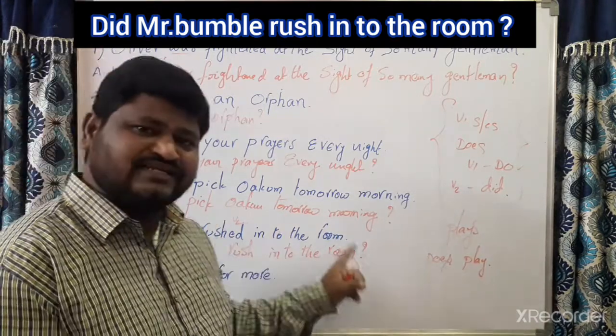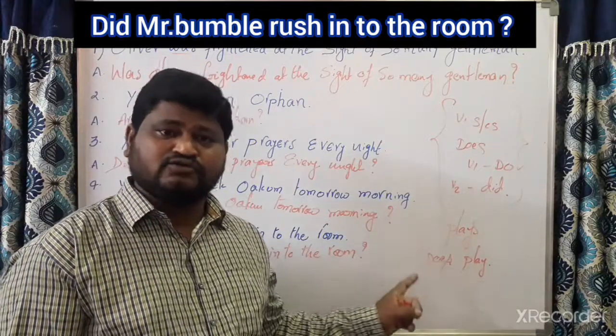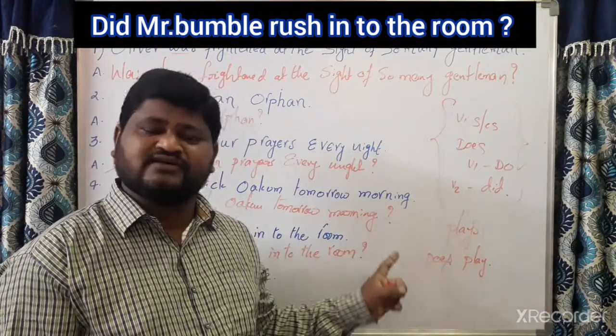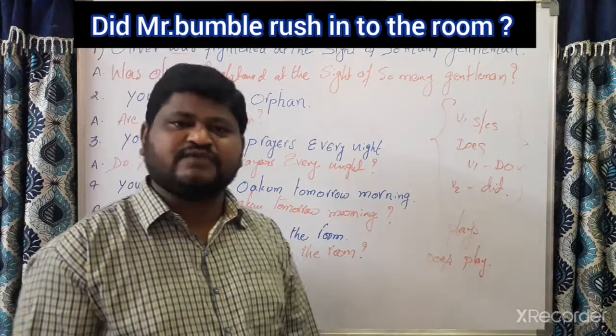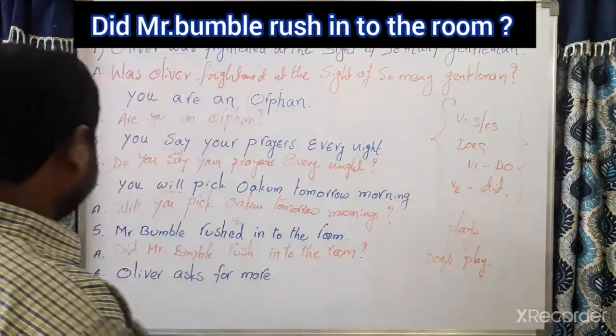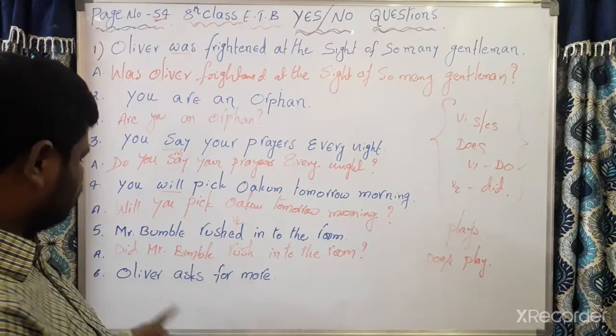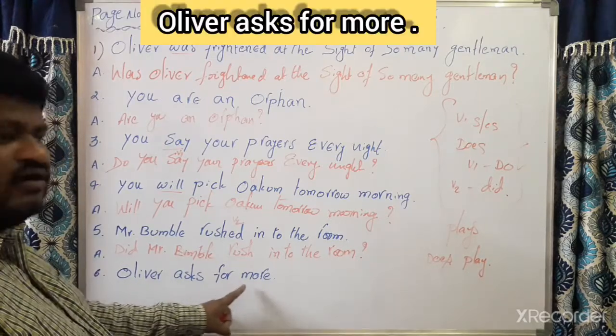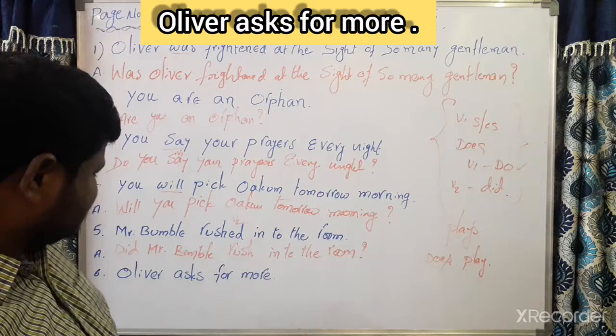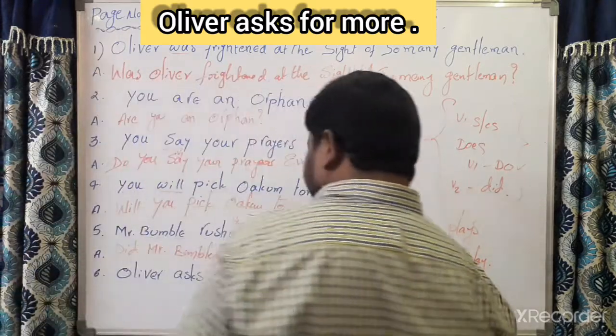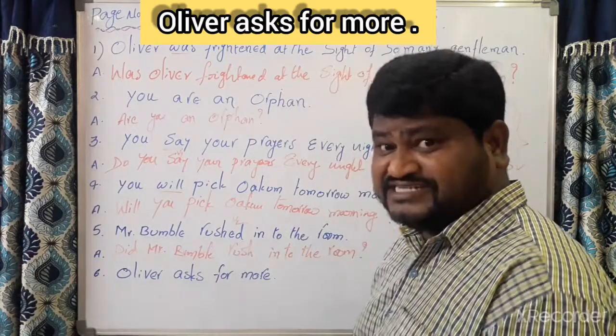After finishing the sentence you have to put the question mark at the end. Why? Because this is the S-R-not type of sentence. Okay, friend. And next, Oliver asks for more. In this sentence we have the helping verb, friends.